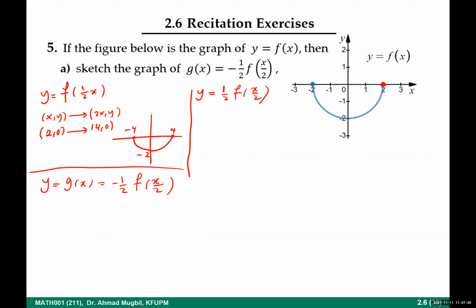And this is, of course, still the same. When x is 0, it will be multiplied by 2. It will be 0. 0 and -2, the same. So what happens is that it has been horizontally stretched. Now, in the next one, what will happen here?